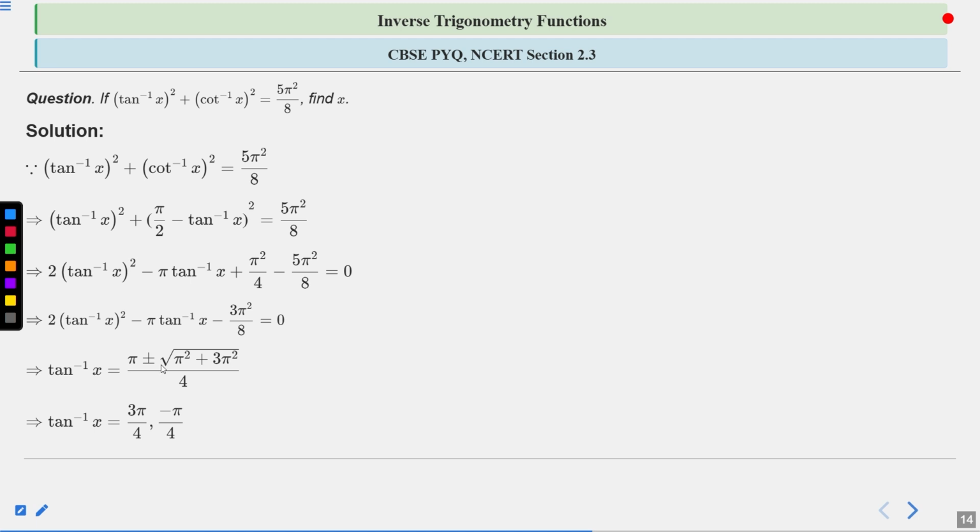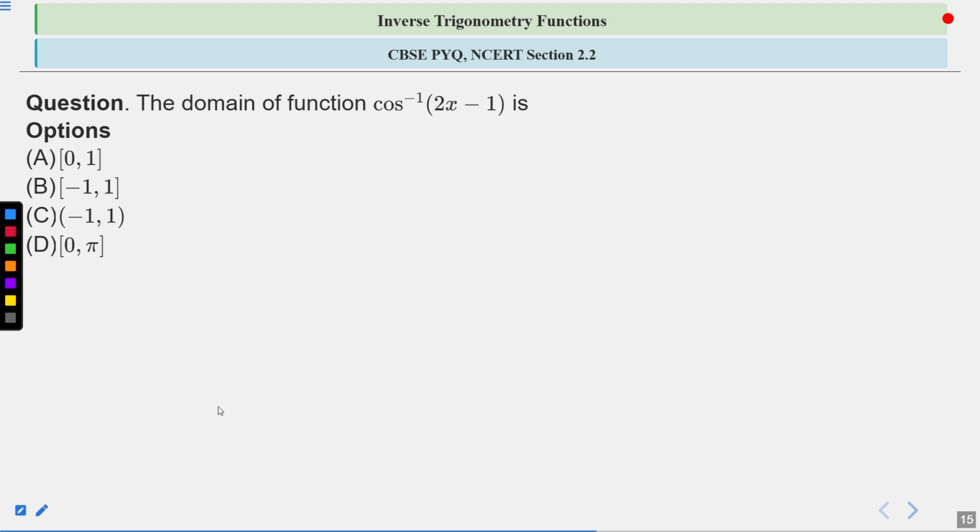Therefore, after solving this, we will get tan inverse x as 3 pi by 4 and minus pi by 4, right? So the value of tan inverse x will be equal to 3 pi by 4 and minus pi by 4. Got it? So let us move to the next question.